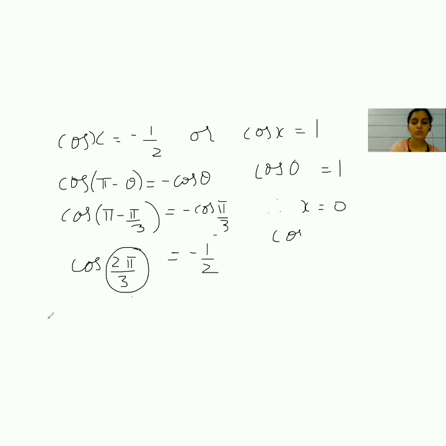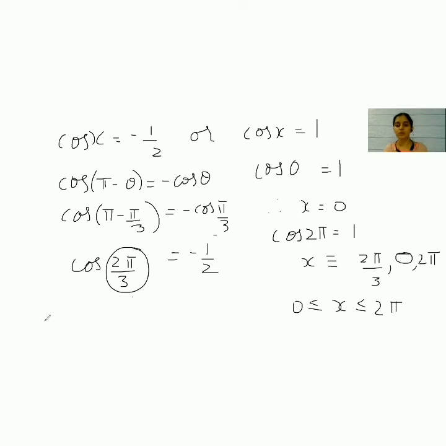Also, cos of 2 pi will also be equal to 1 and it will lie in the same range. So x can take the values 2 pi by 3, it can take the value 0 and it can take the value 2 pi. All these will lie in the range 0 less than equal to x less than equal to 2 pi. So these are the possible values of x that we get: 2 pi by 3, 0 and 2 pi. Okay, these are the values of x on the curve.